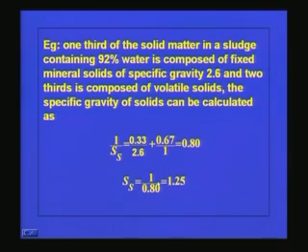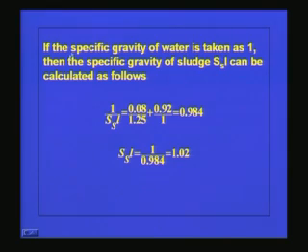This is the specific gravity of solids alone, but we know that in the total sludge around 92% is water and only 8% is solids. So the next step is to find out the specific gravity of the sludge as such. If the specific gravity of water is taken as 1, then the specific gravity of sludge, SSL, which is the solids along with the liquid, we can calculate as follows: 1 by SSL is equal to the fraction of solids by its specific gravity plus the fraction of water by its specific gravity.